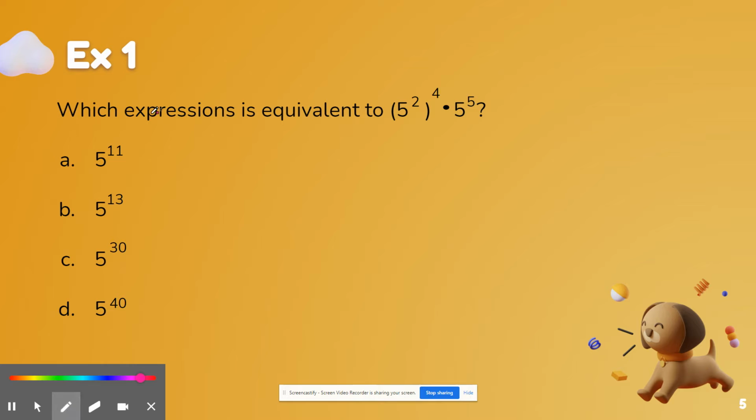This one says which expressions are equivalent. You would just simply go 4 times 2, which makes this 5 to the 8th. And then times 5 to the 5th. They have the same base, so 5 stays the same. 8 plus 5 is 13. And so we know that it is B.